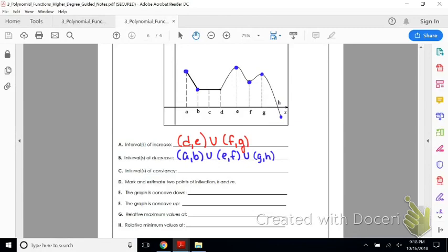Intervals of constancy. So where is it constant? Remember, constant means the y value doesn't change. It's the horizontal line. And so we can see right here from B to D is where it's constant.